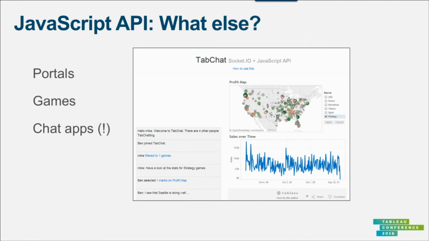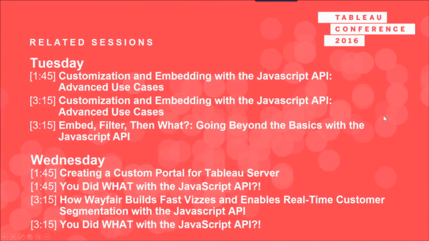I'm not saying that this is something you have to do every day, but it gives you an idea of the kinds of things that you can do with a viz and extending it with JavaScript. Okay, so there's a bunch of sessions at TC this year about the JavaScript API, but I just want to give you an idea. For example, at 3:15, there's this embed filter, and then what? I've shown you basic functionality of the JavaScript API, so that's going to take that as a starting point.